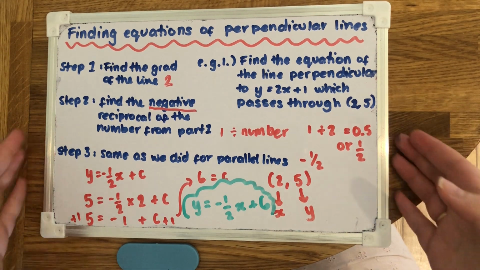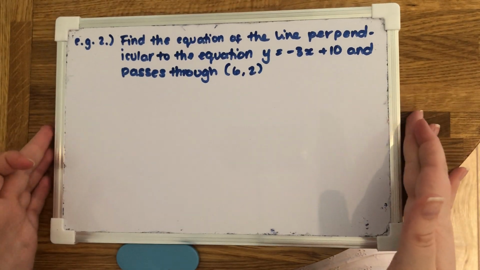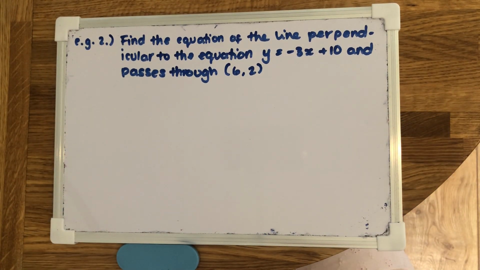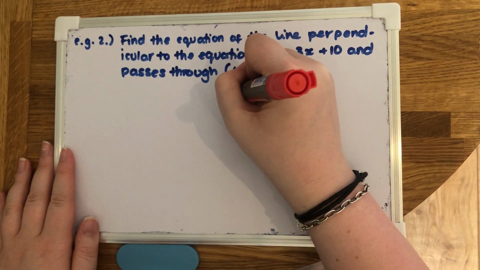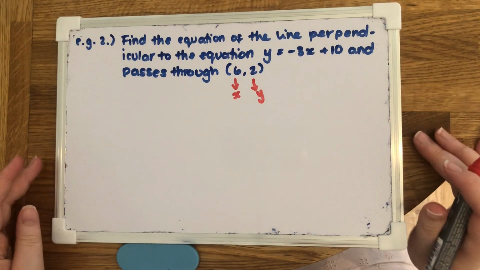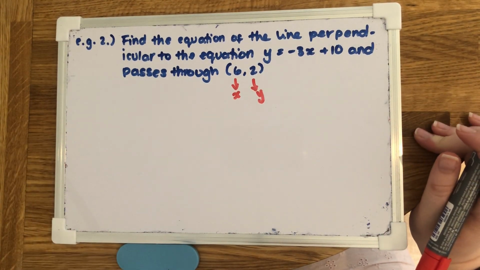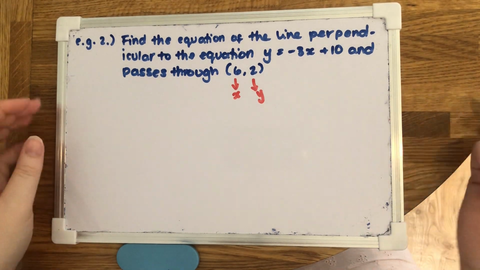Okay, we're going to do another one, so I'm going to just turn over. Okay, so example 2, find the equation of the line perpendicular to the equation y equals negative 3x plus 10 and passes through (6, 2). So the first thing I want to do is just label these x and y because that's going to help me out later. I'm not going to rewrite all the steps, obviously, because you've seen them before, so I'm just going to write step 1 and then the answer, step 2 and so on.